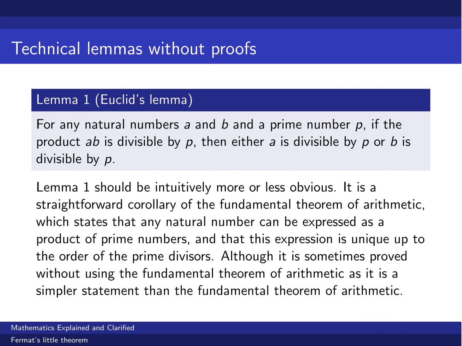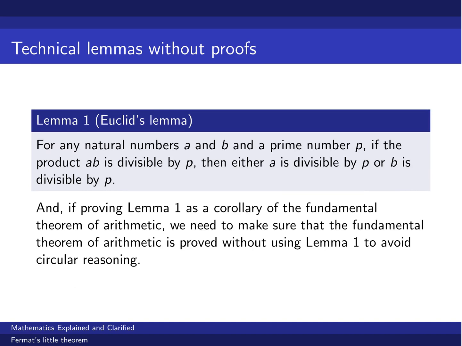Lemma 1 should be intuitively more or less obvious. It is a straightforward corollary of the fundamental theorem of arithmetic, which states that any natural number can be expressed as a product of prime numbers, and that this expression is unique up to the order of the prime divisors. Although Euclid's lemma sometimes is proved without using the fundamental theorem of arithmetic, because it's a simpler statement. And if proving lemma 1 as a corollary of the fundamental theorem of arithmetic, then we need to make sure that the fundamental theorem of arithmetic is proved without using lemma 1 to avoid circular reasoning.